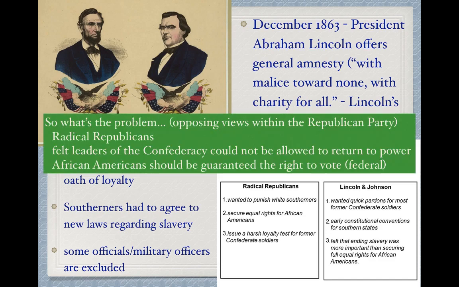So, the problem here is obvious. Opposing views within the Republican Party, this emergence of a faction of Republicans who are radical Republicans, who felt leaders of the Confederacy could not be allowed to return to power, and that African Americans should be guaranteed more rights, including a federal right to vote. So don't leave it up to state constitutions to decide whether or not African Americans can vote. There needs to be a national law here, a federal amendment to the Constitution that would guarantee African Americans the right to vote.